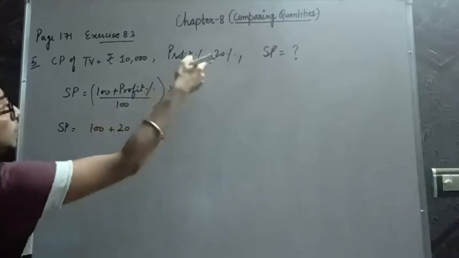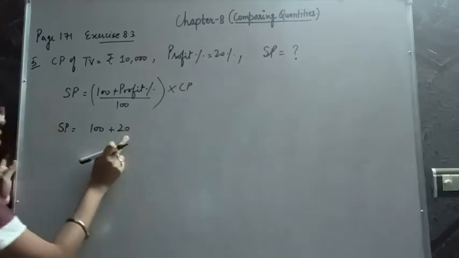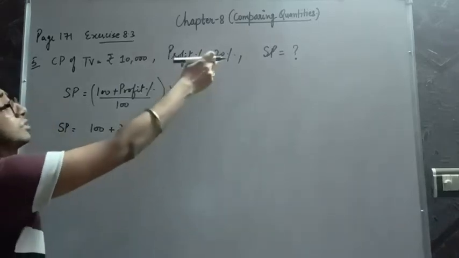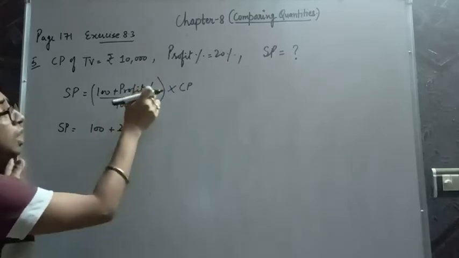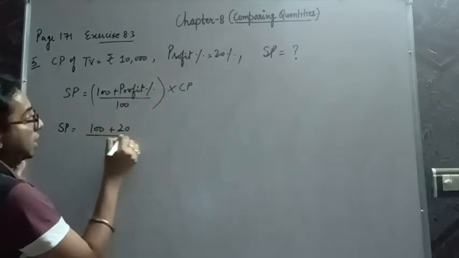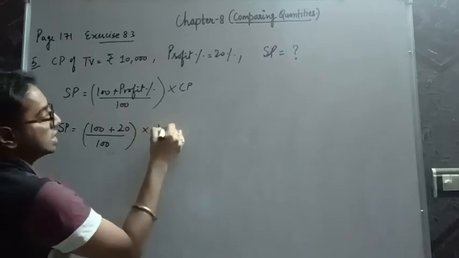So you will not write 20%, because it is profit percent already and its value is 20. You will write 20 only. Don't make that blunder. Many students actually write 20%, and removing 20% they put 100. No, we already have this percent, that is 20, right? Upon 100 into CP, which is 10,000 rupees.